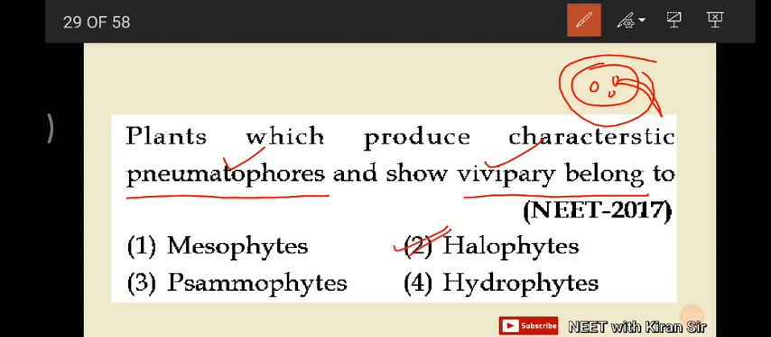The halophytes. Mesophytes are present where there is an optimum amount of water. Hydrophytes are completely inside the water. Halophytes grow in saline conditions, where the roots modify into nematophores, and they have a special character called vivipary. That means the seed germinates inside the fruit. Once the seeds have germinated, the fruits fall in the soil and grow into a new plant. That is called vivipary.